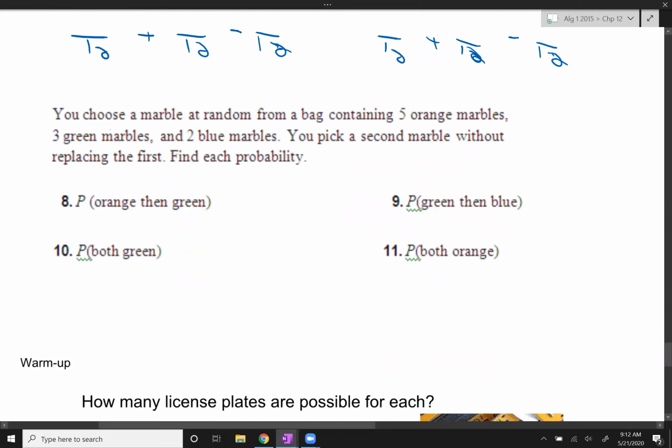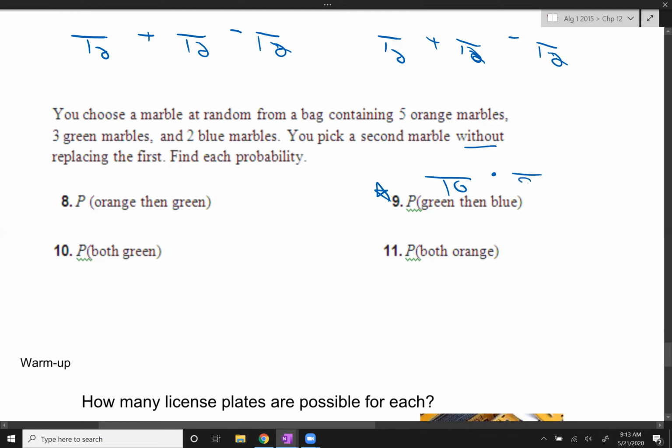All right, choose a marble from a bag. 5 orange, 3 green, 2 blue. All right, so let's go with a green, then a blue. So make sure you get your grand total, 10. So probability green, then times a blue. Okay, oh, careful, without replacing.